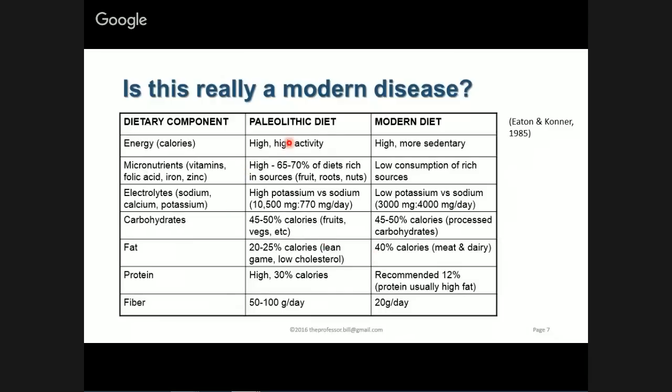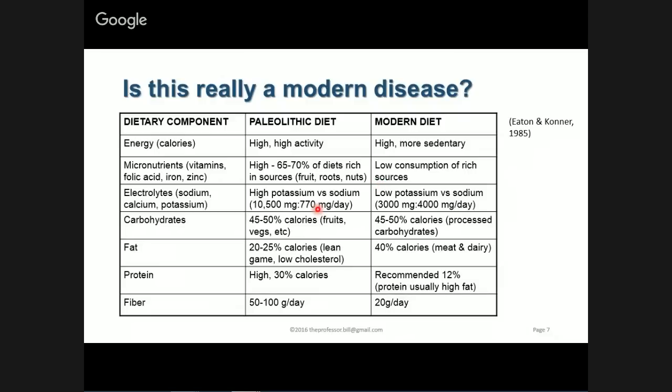before modern agriculture, before we had a surplus of food available for us, the Paleolithic diet was very different than the diet that we have now. So it had a lot of calories associated with it, so does ours, but the lifestyle was much different. They had higher activity. The types of caloric intake were also different. The micronutrients were relatively high, coming from a variety of sources like fruits, roots, and nuts, and ours are very, very low.